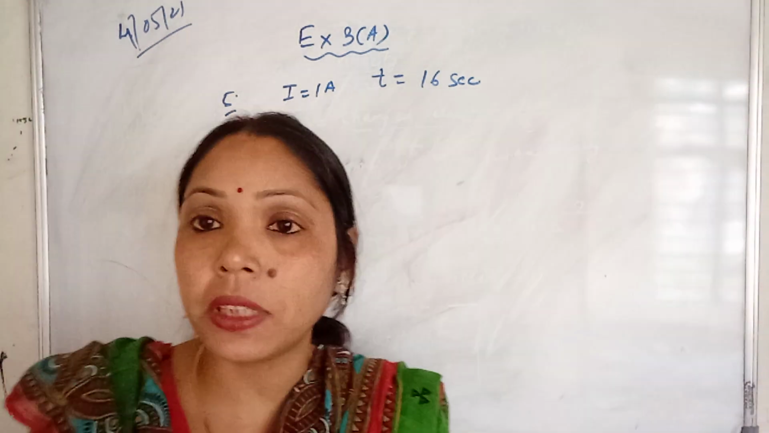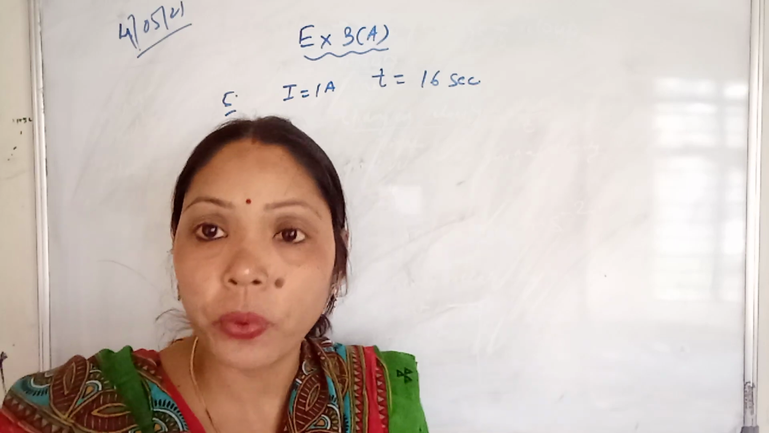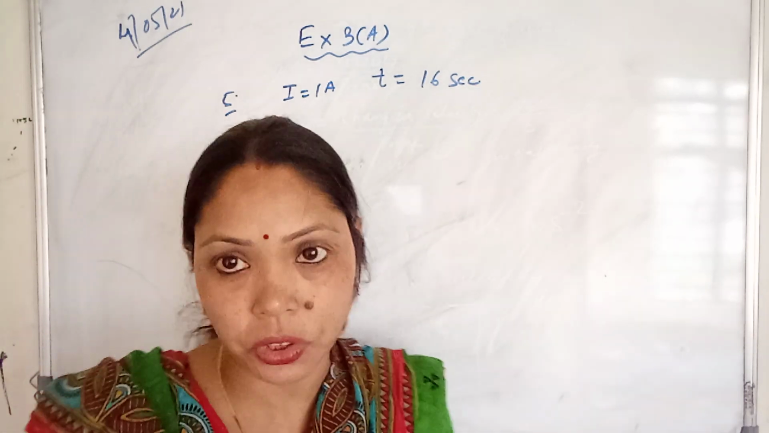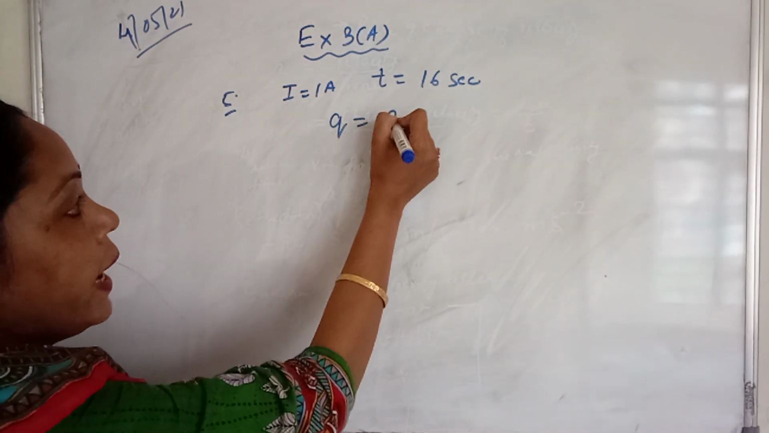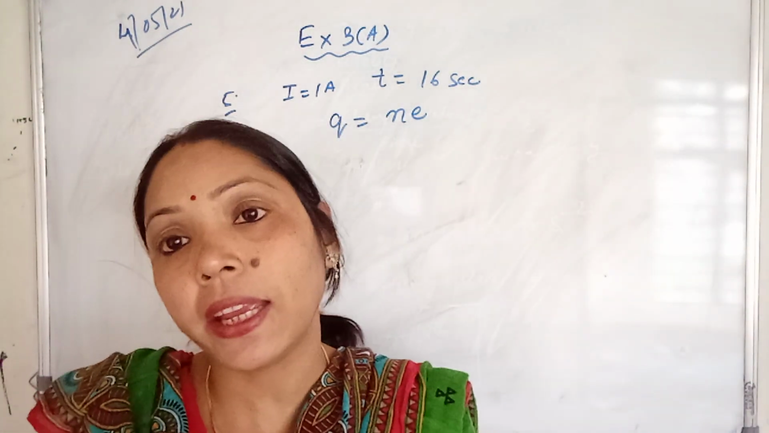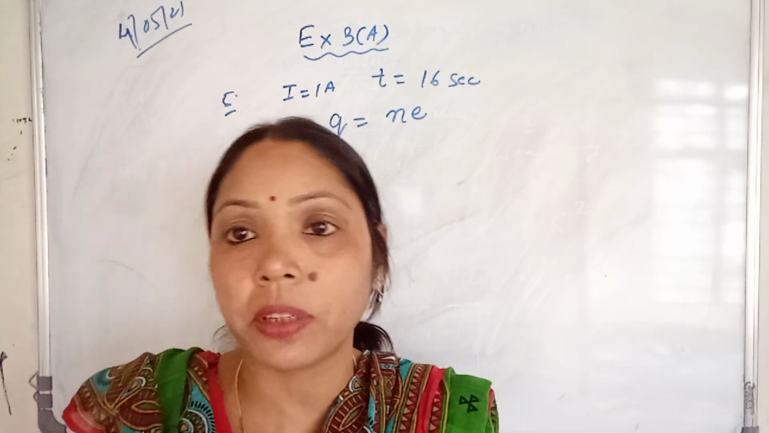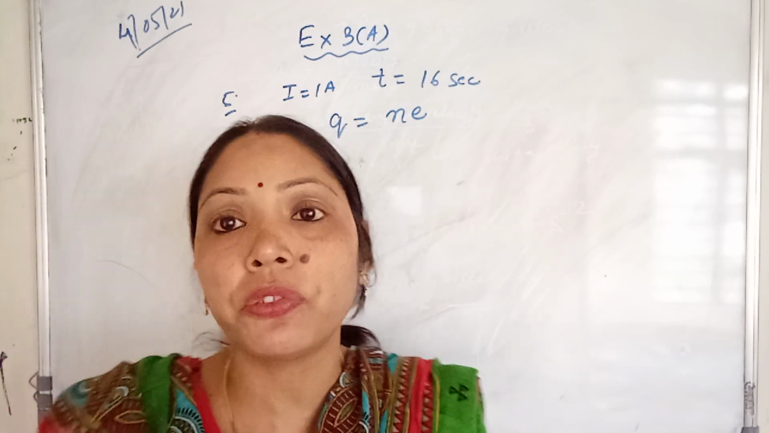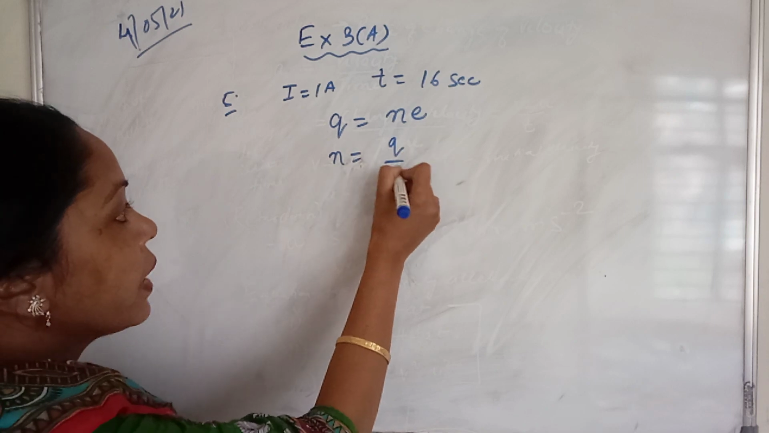Now according to the property of the charge, that is the quantization of charge, we know that charge is an integral multiple of the electron charge. Mathematically we can write Q is equal to N E, where N is the number of electrons and E is the charge of an electron, that is 1.6 into 10 to the power minus 19 coulomb. Now in this question you have to find N. So N is equal to Q by E.